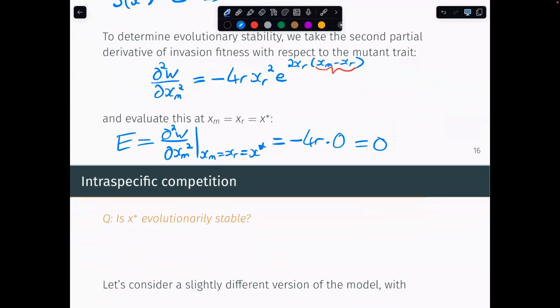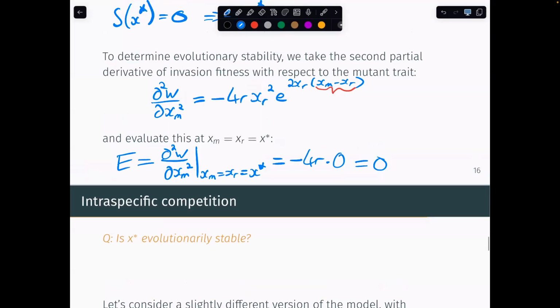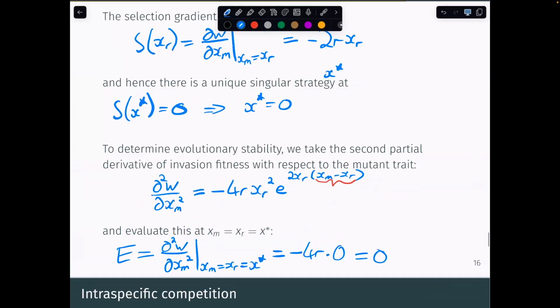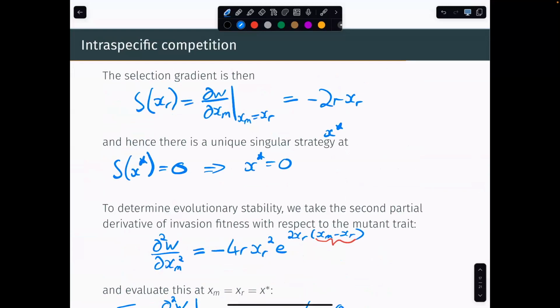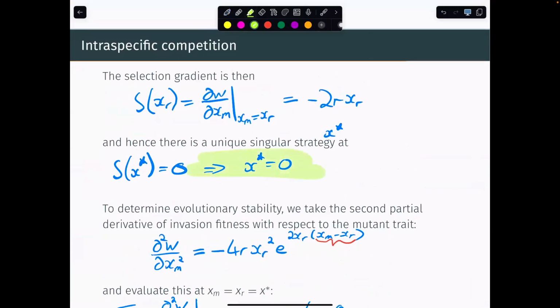So in this model, is my singular strategy x star evolutionarily stable? Why is x star equal to 0? Good question, Mark. You were right, by the way. Yes, x star is equal to 0 because this is our singular strategy that we've identified here.